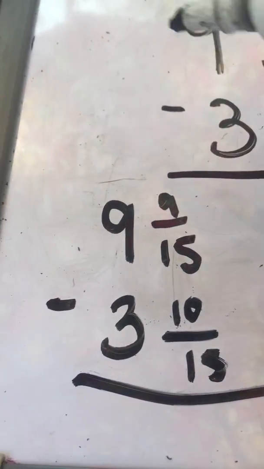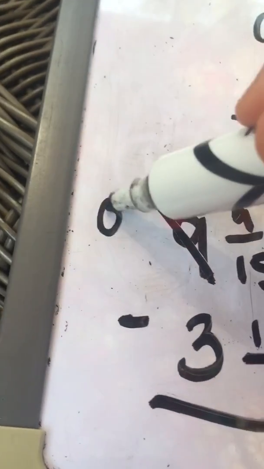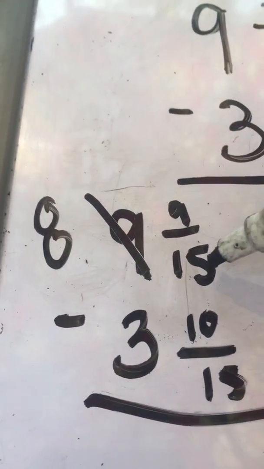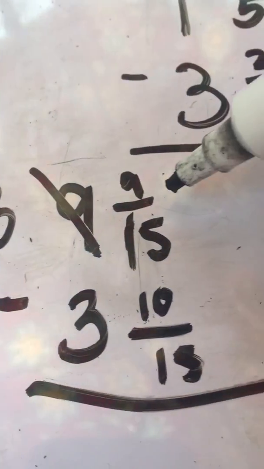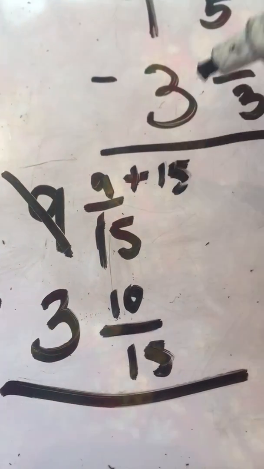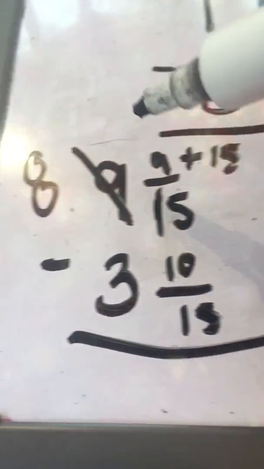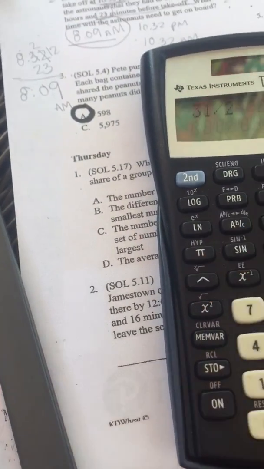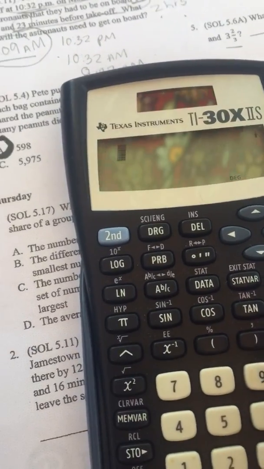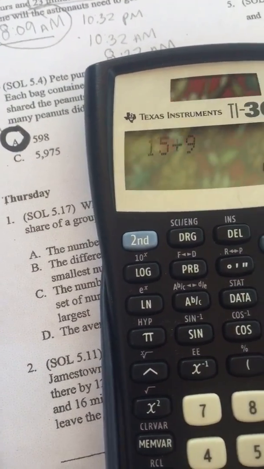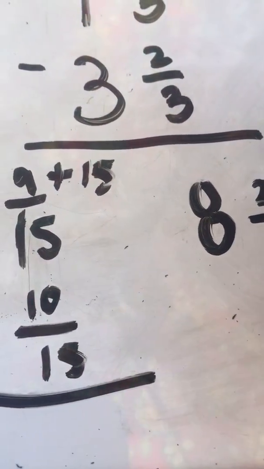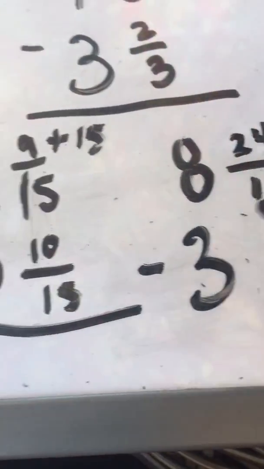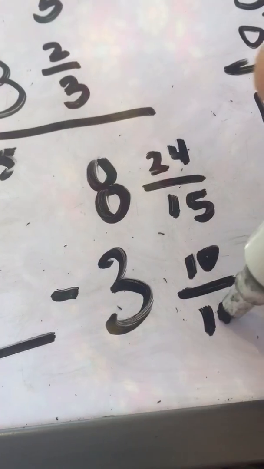We have to borrow a whole number. So this 9 is going to actually become an 8. We're borrowing a whole. A whole means 15/15. So when I scratched out this 9 and I made an 8, I actually borrowed 15/15. So now I have 8 as my whole number, and 9 plus 15. Well, if you're not good at mental math, you can always come over and add 15 plus 9 and get 24. So now I have 8 24/15 subtracted by 3 10/15. And now it becomes a really friendly problem.